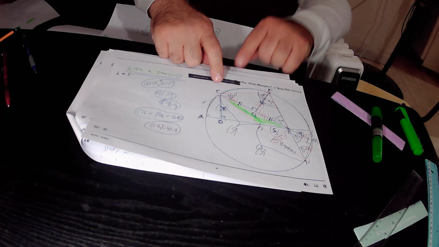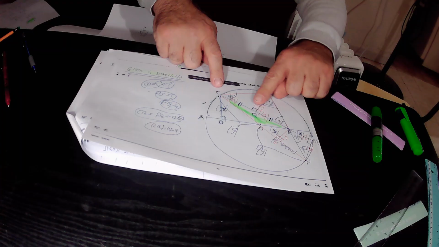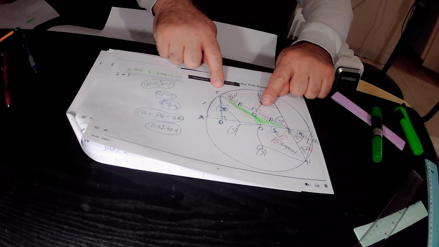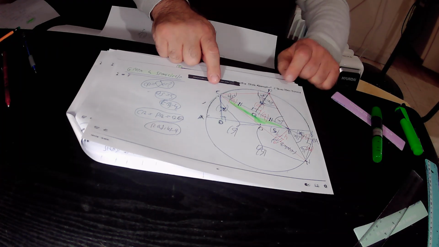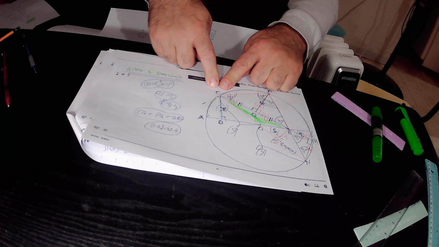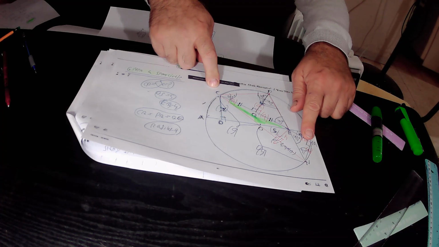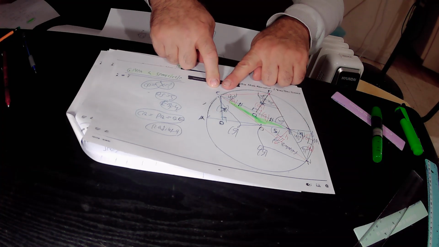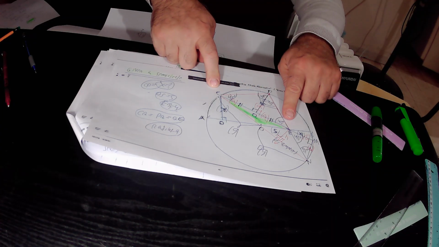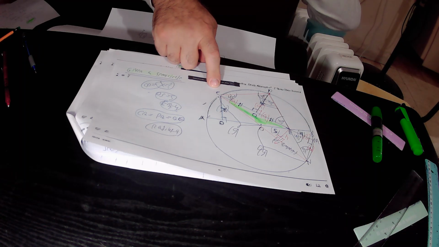Actually, we know that the area of the big triangle CEN is twice as much as the area of this green triangle CEO. So let's calculate the area of this big triangle CEN. The area of the big triangle CEN equals the base CE, that is 2A, times the height over 2.